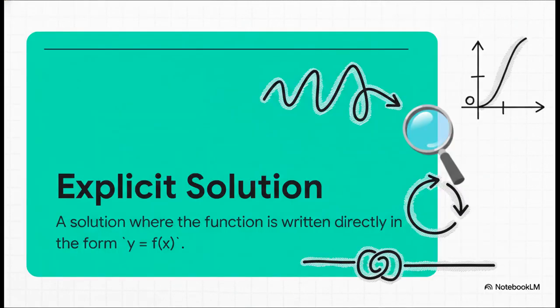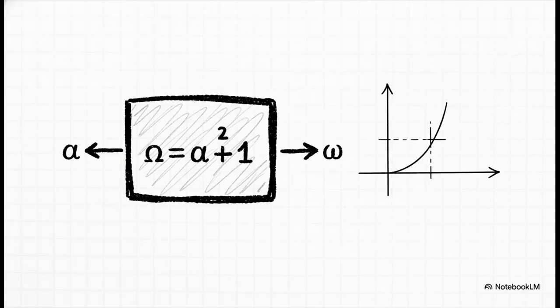Now, sometimes, if we're lucky, we find that solution in a really nice, clean form. We call that an explicit solution. That's just when you can get y all by itself on one side of the equal sign. Y equals something. So something like y equals x squared plus 1, that's a perfect example. It's so clean, right? You give me an x, I plug it in, and bam, I give you the y. It's as direct an answer as you could ever hope for.